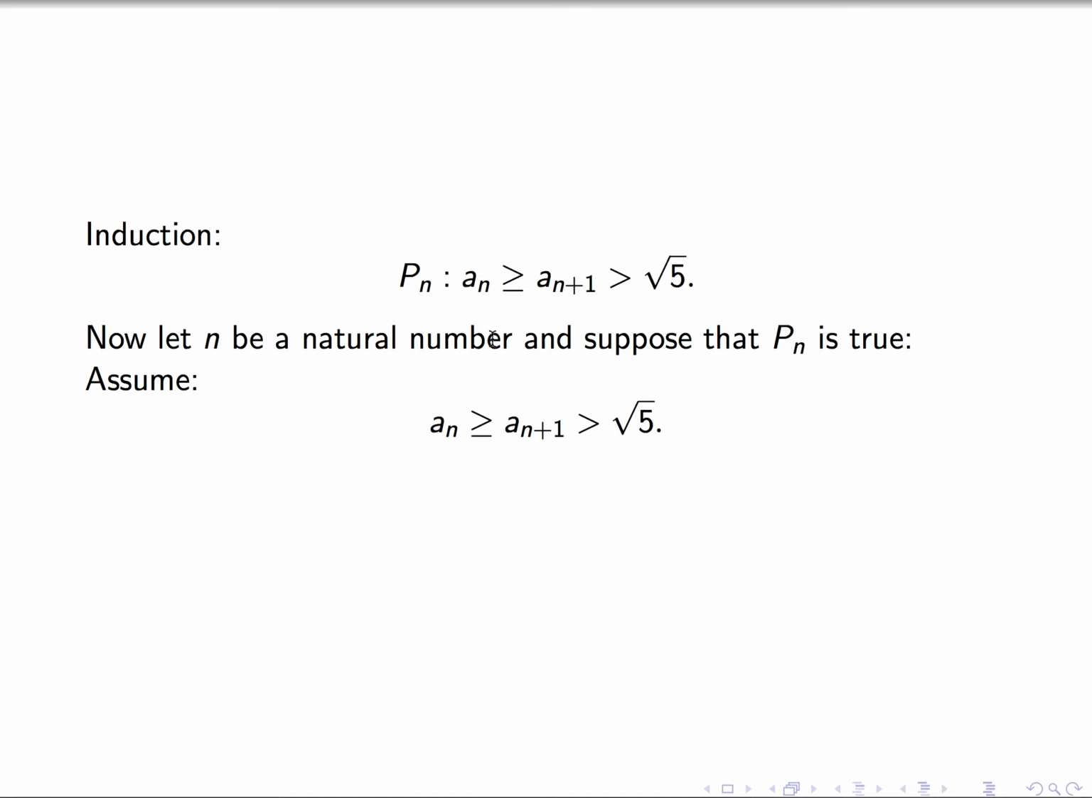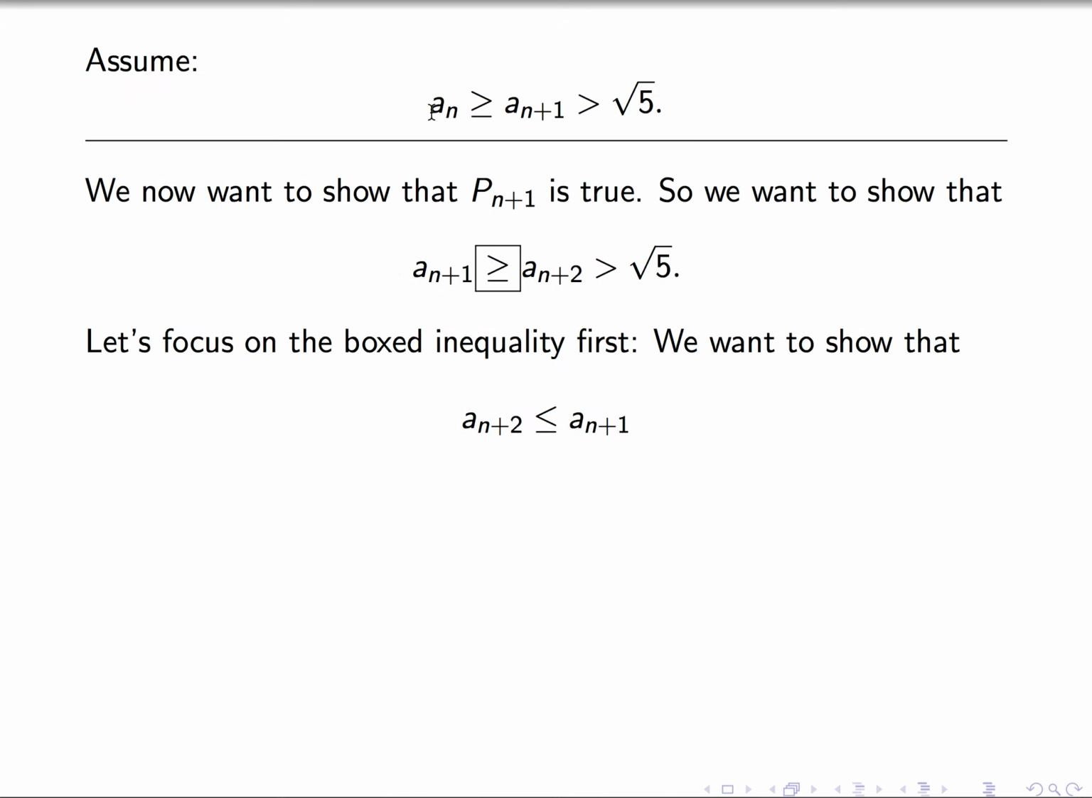And now let's assume that Pₙ is true. We're going to suppose that Pₙ is true. We're going to assume that for that particular number n, aₙ is bigger than aₙ₊₁, and that that's bigger than the square root of 5. That's our assumption up here.